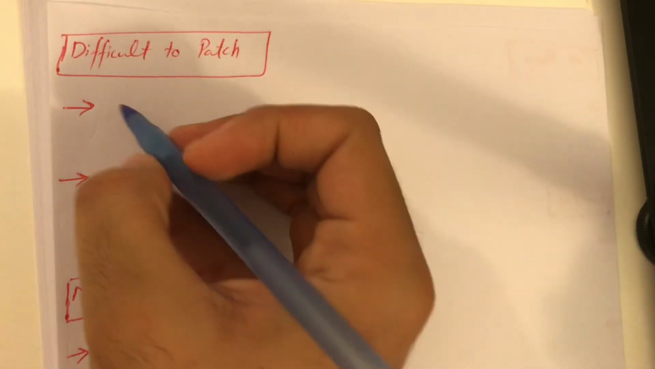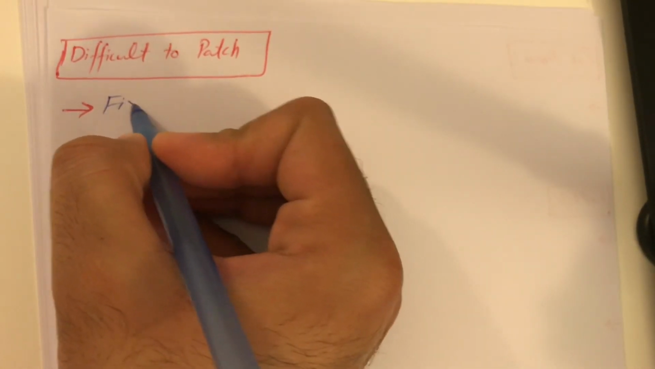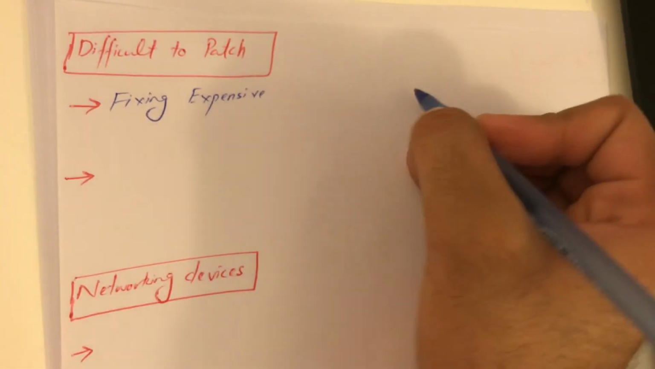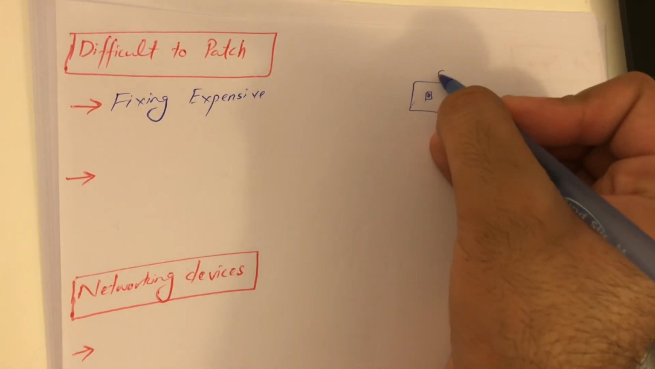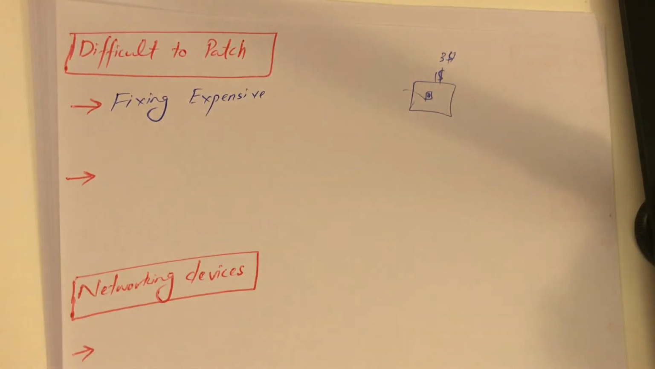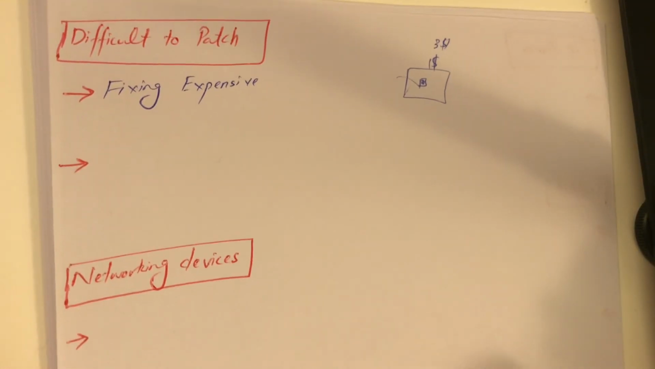Some other problems are that these sensors are difficult to patch. Sometimes it is very hard, because there could be millions of these sensors, so updating their firmware is going to cost companies. Sometimes you need to find out what the fixing expenses will be. For example, if the sensor is worth $1 and fixing the vulnerability costs $3, there's no point in fixing the problem. Why don't we replace the whole sensor? That's sometimes what you need to do.